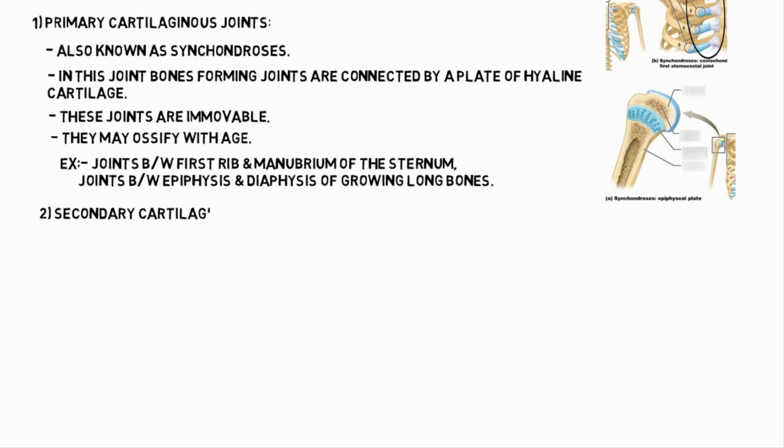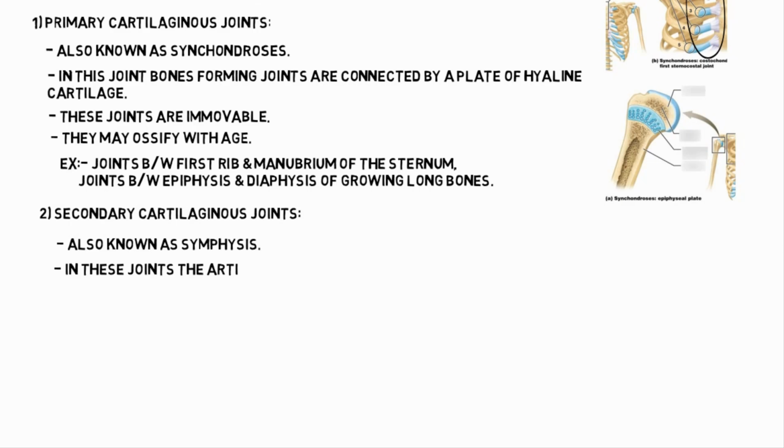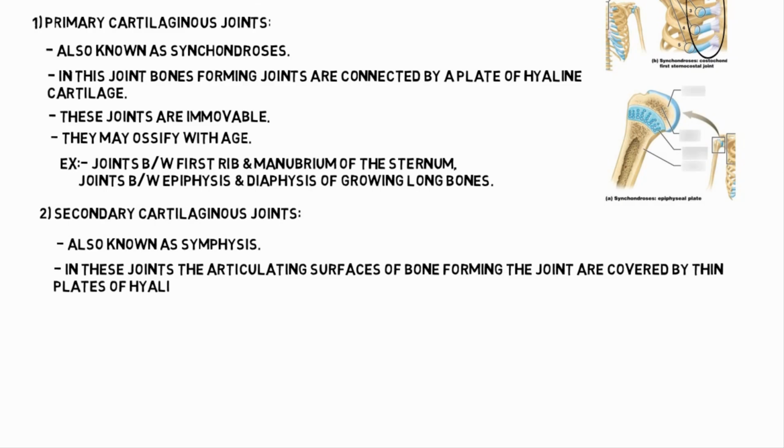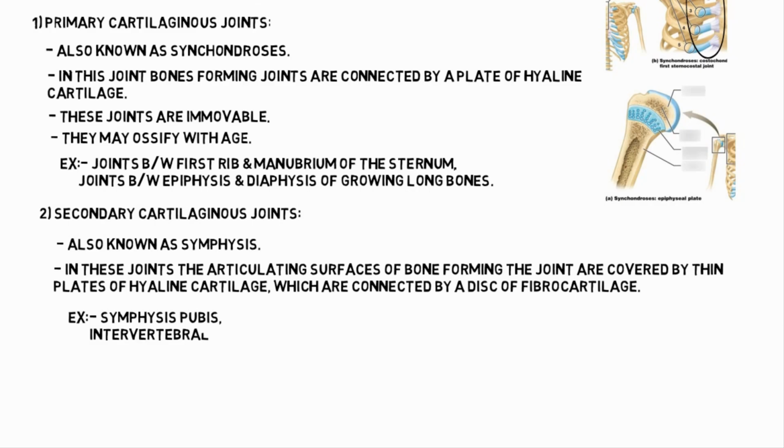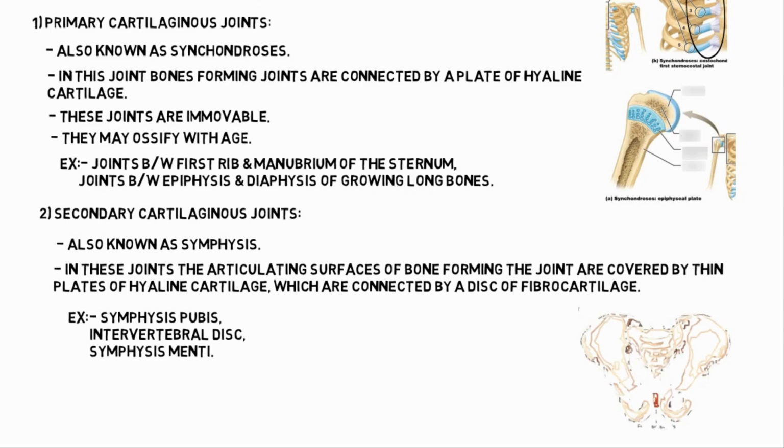Next type of cartilaginous joint is the secondary cartilaginous joint, also known as symphysis. In these joints, the articular surfaces of the bones forming the joint are covered by thin plates of hyaline cartilage, which are connected by a disc of fibrocartilage. Examples are symphysis pubis, intervertebral disc, and symphysis menti of the mandible.